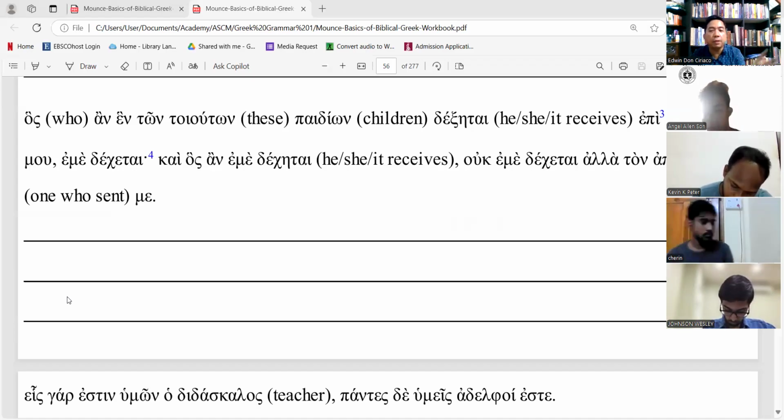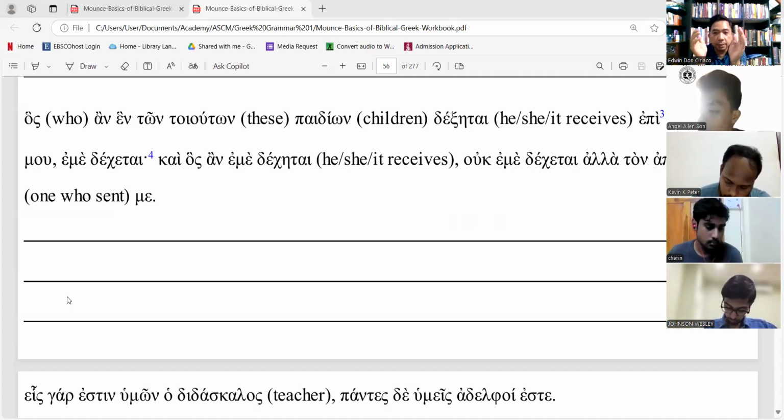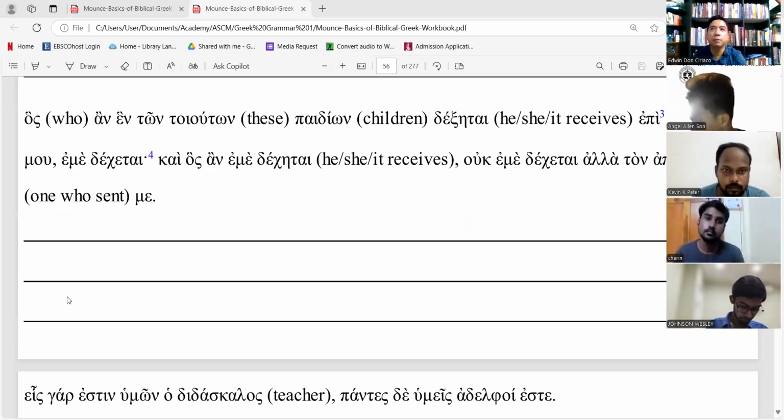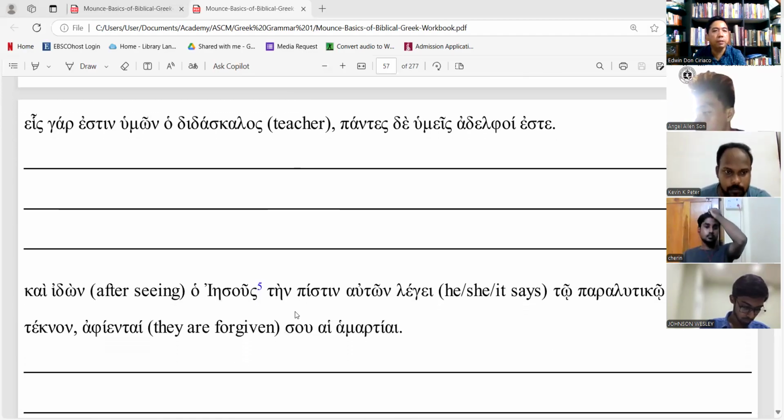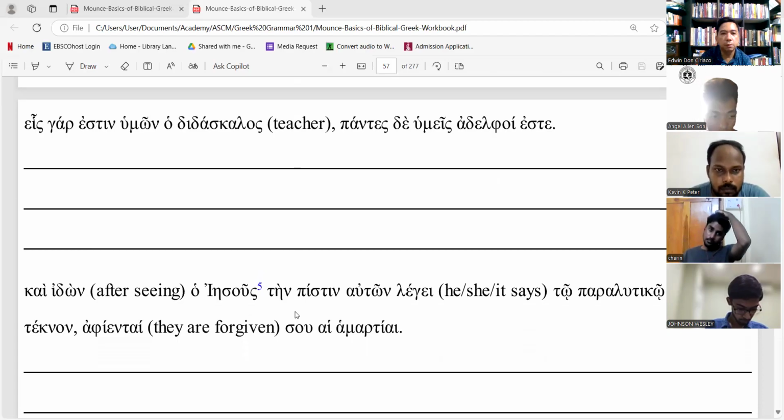But we do not want that type of rough translation. And whoever receives me does not receive me. Perhaps it's good to put a gloss, no? Does not receive me only. Okay? But the one who sent me. Okay? And then, Kevin, try this one.